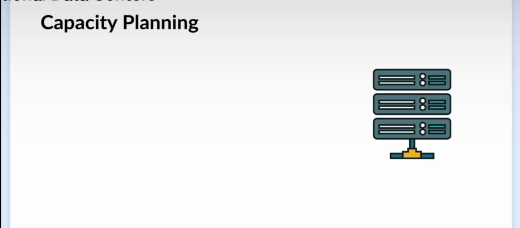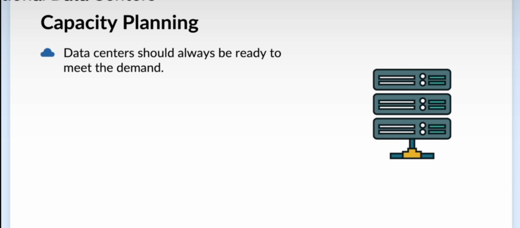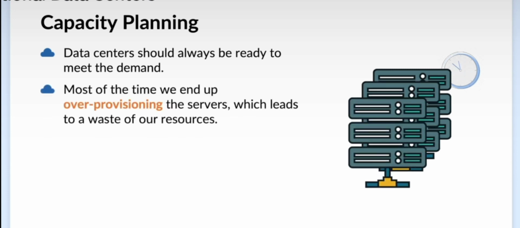Another big problem with the data center is capacity planning. They should always be ready to meet the demand, and it's hard to predict the actual hardware requirement. If businesses grow 5 times, we need 5 times more servers. If businesses grow 8 times, we need 8 times more servers. Also, if it does not grow at the expected rate, you will have extra servers. Due to this unexpected demand, most of the time we end up over-provisioning the servers, which leads to a waste of computing space, cooling, electricity, etc. At the end of the day, it is all about cost.